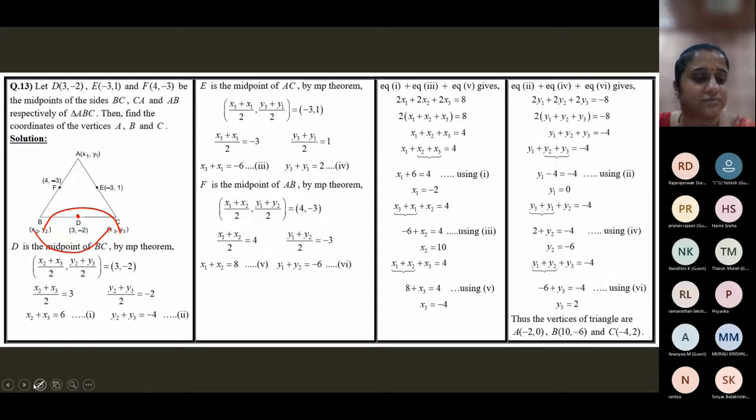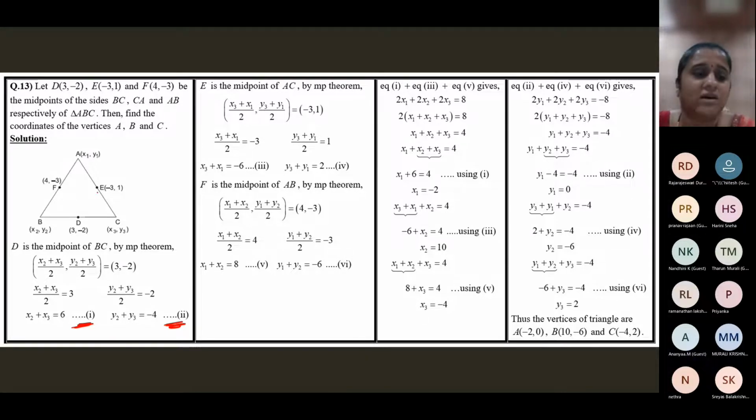These are the coordinates of D, but we already know that the coordinates are 3 comma minus 2. So this is equal to 3 comma minus 2. Now equate: the x coordinate is equal to the x coordinate, and the y coordinate is equal to the y coordinate. So x2 plus x3 by 2 is equal to 3, and y2 plus y3 by 2 is equal to minus 2. When you cross multiply the respective equations, you get equation 1 and equation 2.